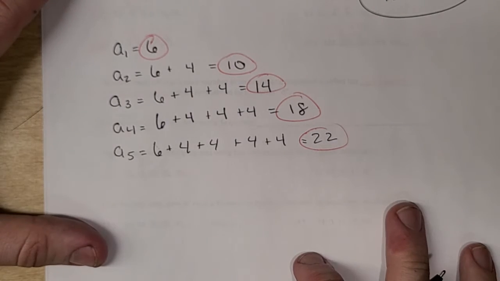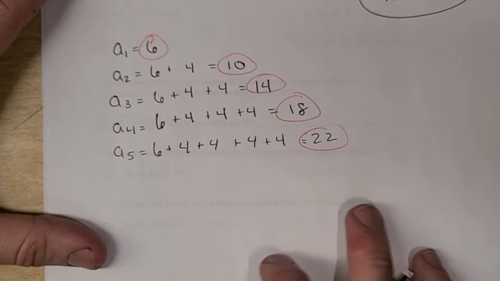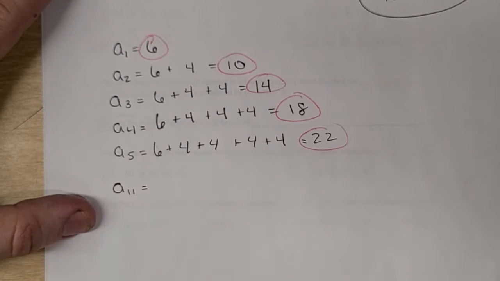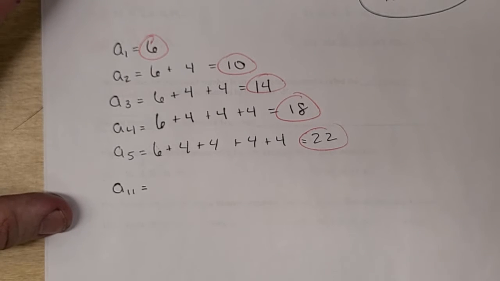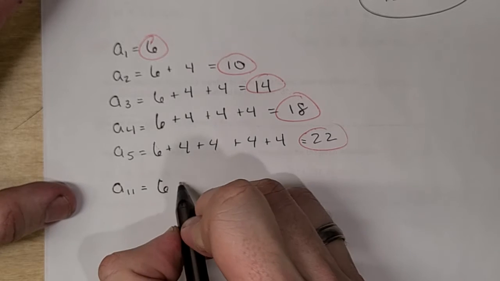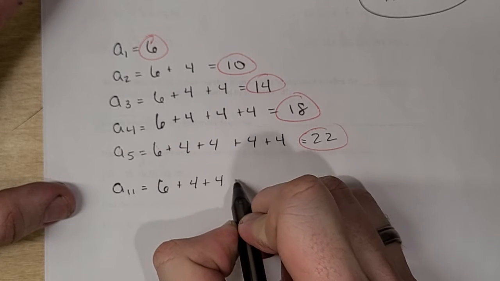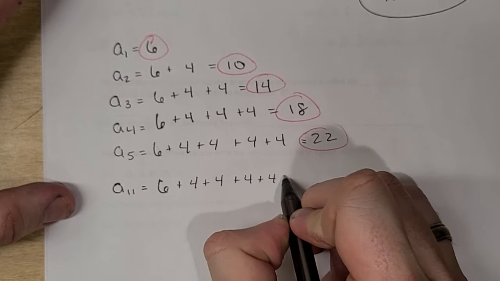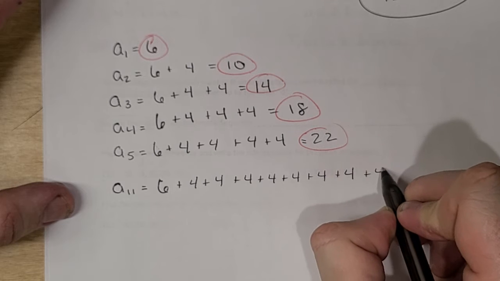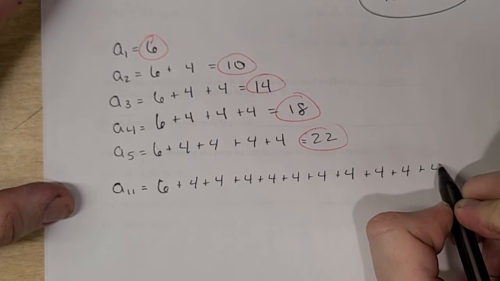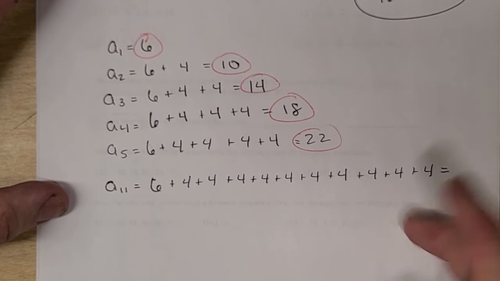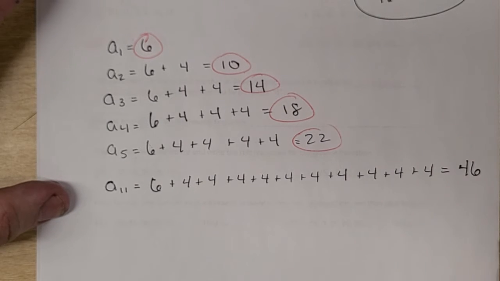Now, we haven't even figured out the 6th term, 7th term, anything like that. I'm going to see how smart you are. I'm going to write my 11th term. Now, I have no idea what the 11th term is right now, but I'm going to ask you, how many 4s should I write? 1, 2, 3, 4, 5, 6, 7, 8, 9, 10. If you said 10, you are correct. And 6 plus ten 4s is 46.